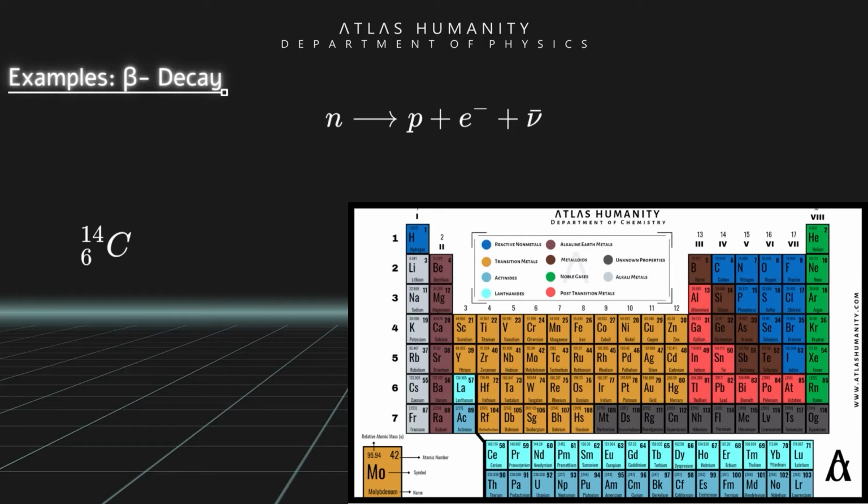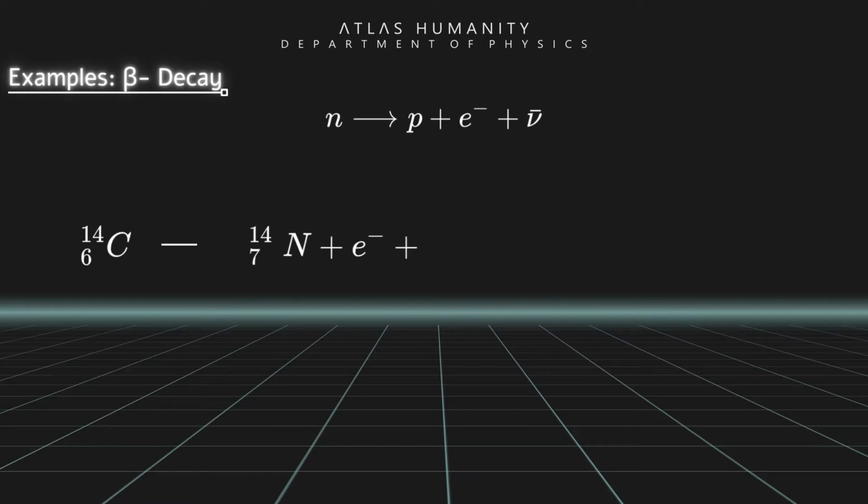A neutron becomes a proton, so we are gaining a proton. So we get to nitrogen, 7 protons, but we have the same number of nucleons, so always 14. So we get nitrogen-14 plus an electron plus an antineutrino.